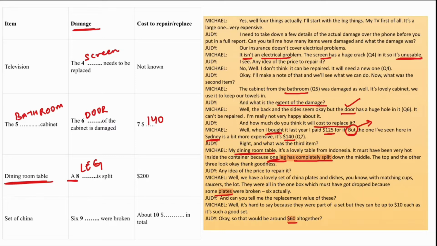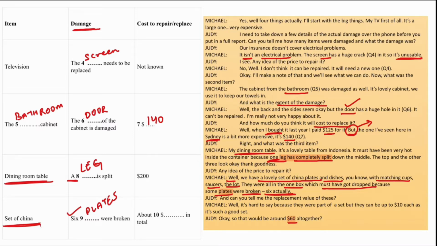Then comes set of china. So here he used the word well. We have a lovely set of china plates and dishes. So it is related to crockery, with matching cups, saucers, the lot. And then finally he said that one box which must have got dropped because some plates were broken. So in that box there were plates which are broken, 6 actually. So he used the number already. So you will write plates here as an answer.